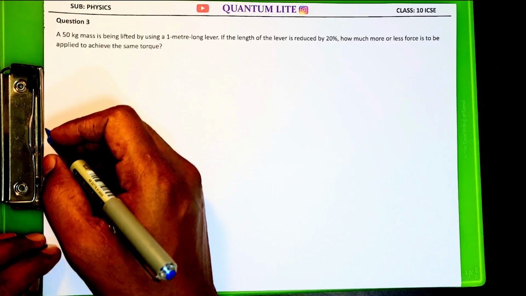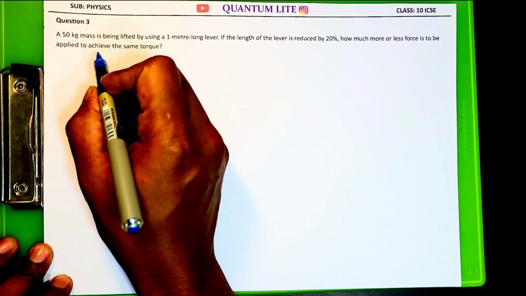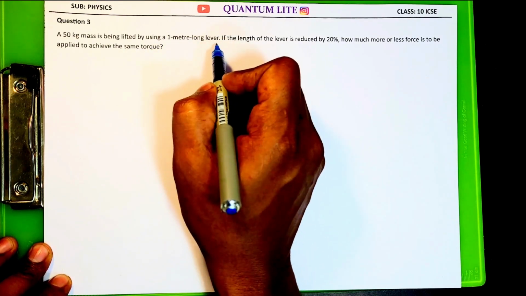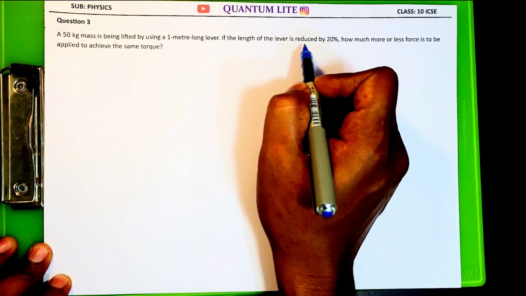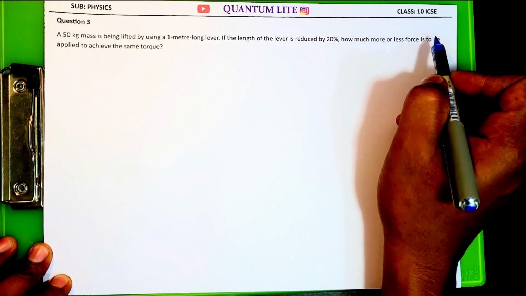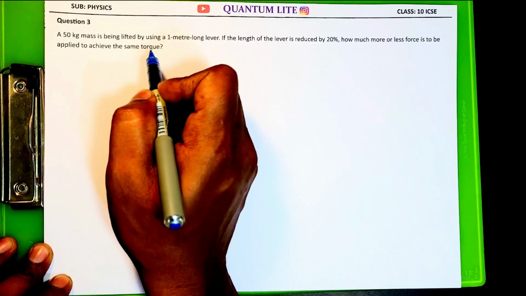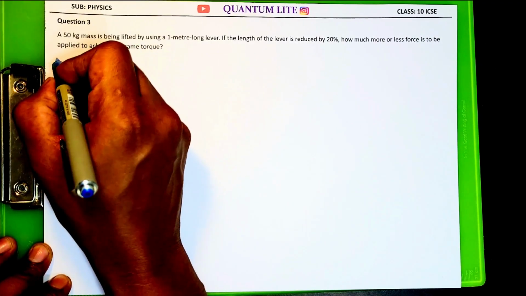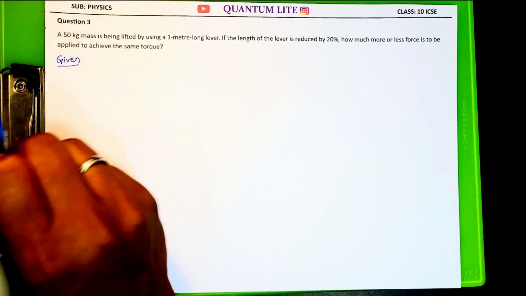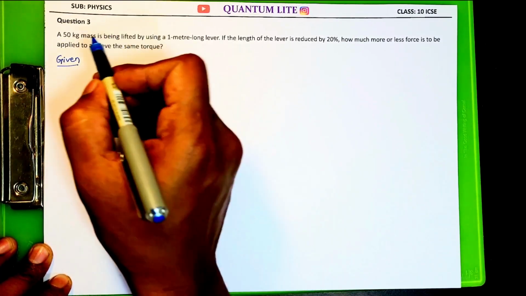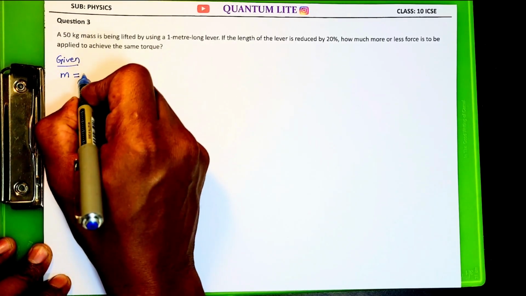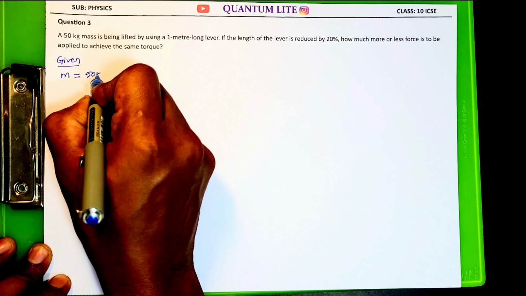Next, numerical 3. A 50 kg mass is being lifted by using a 1 meter long lever. If the length of the lever is reduced by 20%, how much more or less force is to be applied to achieve the same torque? Okay, so write the given. What they have given here is mass. Mass is equal to 50 kg.